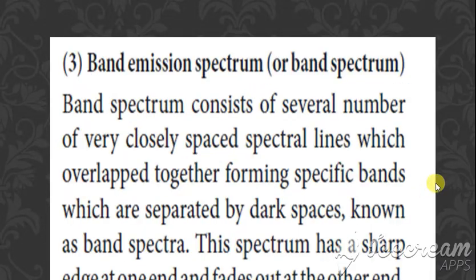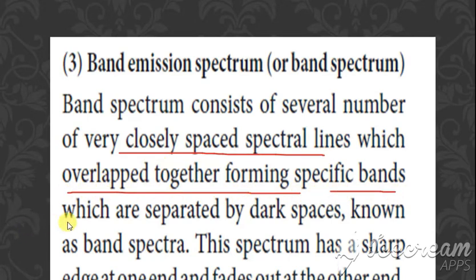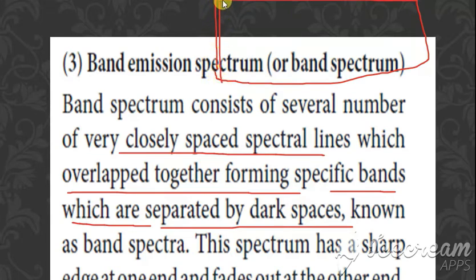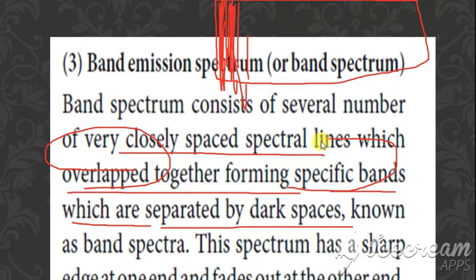Then the band emission spectrum. A band emission spectrum consists of several closely spaced spectral lines which overlap together to form a specific band, separated by a dark space. So these are the closely spaced spectral lines, one over the other, which are overlapped together forming these specific bands. So it forms a specific band like this.